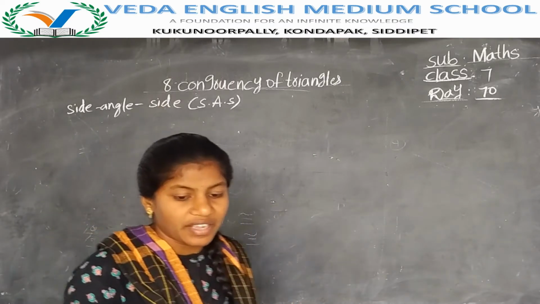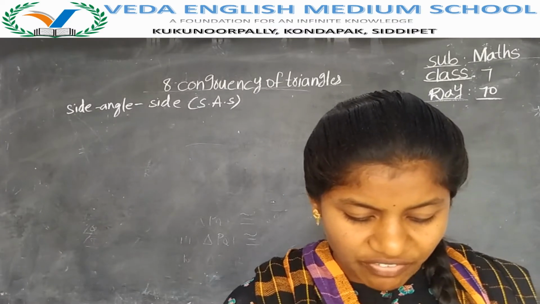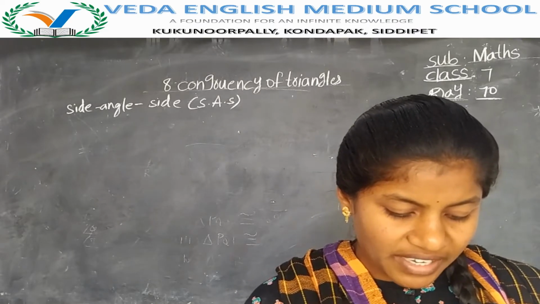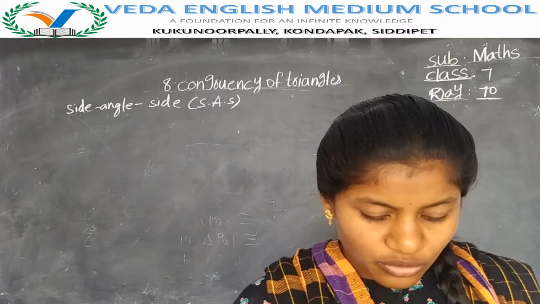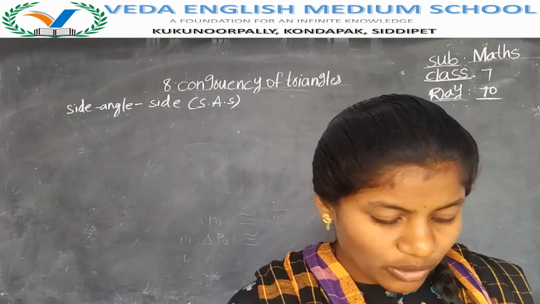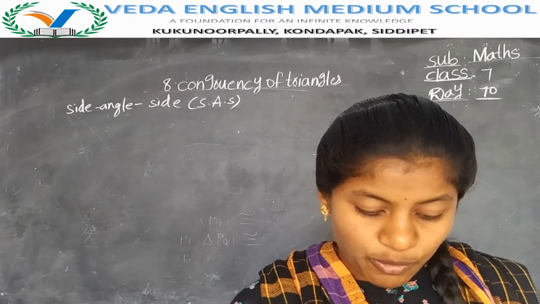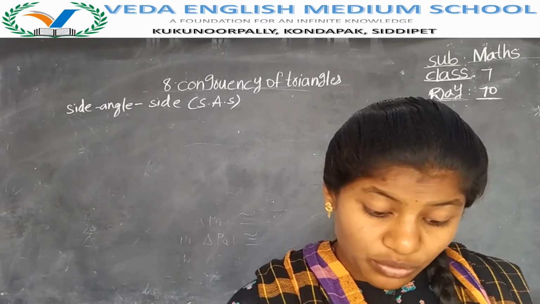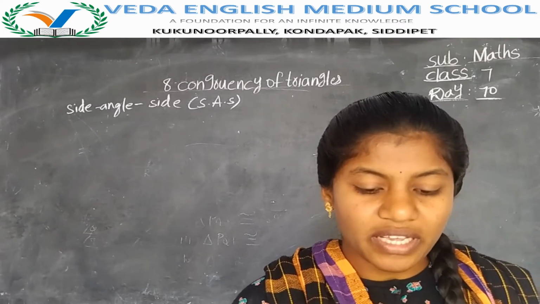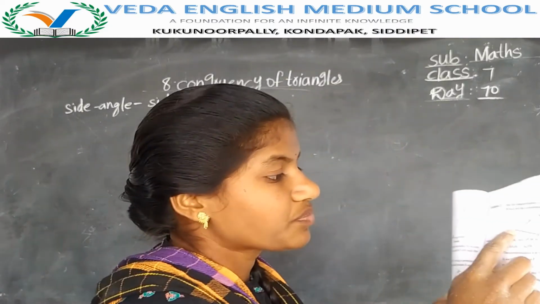In SAS triangles, if two sides and the angle included between the two sides of a triangle are congruent to the corresponding two sides and the included angle of the other triangle, then the two triangles are said to be congruent to each other. For example, see the example here.